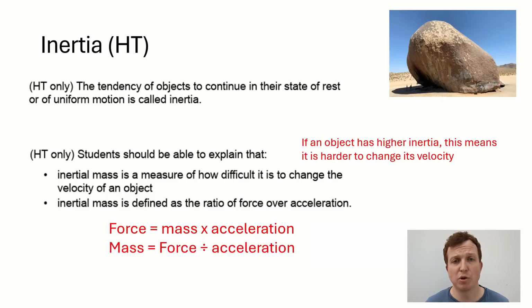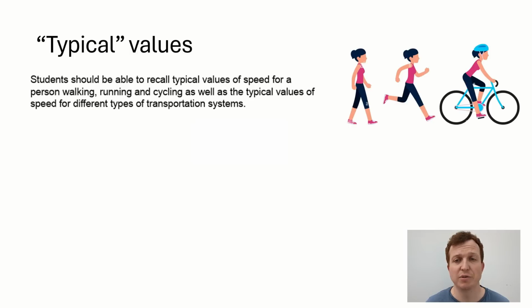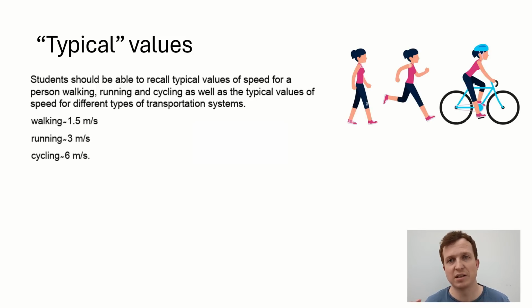Another thing in the forces and motion topic is recalling typical values of lots of different things, which is part of the specification. I'm quoting it word for word here. So it says students should be able to recall typical values of speed for a person running, walking, cycling, as well as typical values of speed for different transport systems. So we need to know these. It could ask you to calculate something and say, does this sound reasonable for someone who's walking or running, etc.